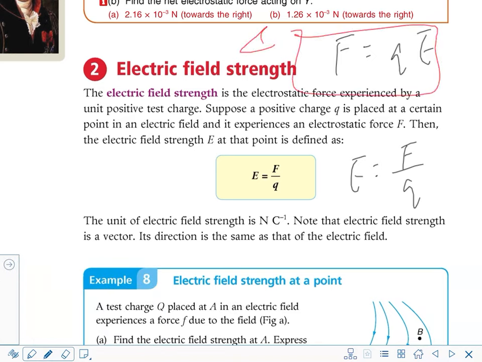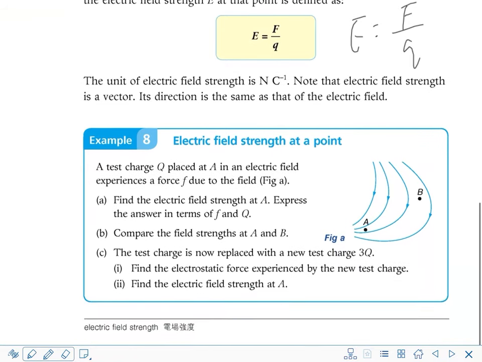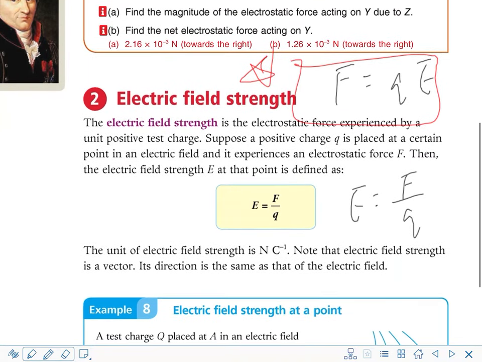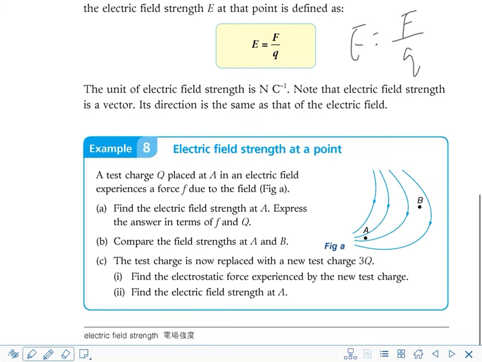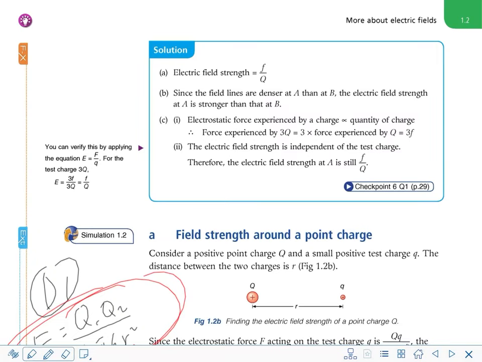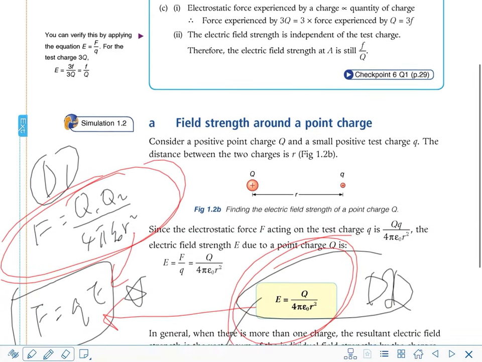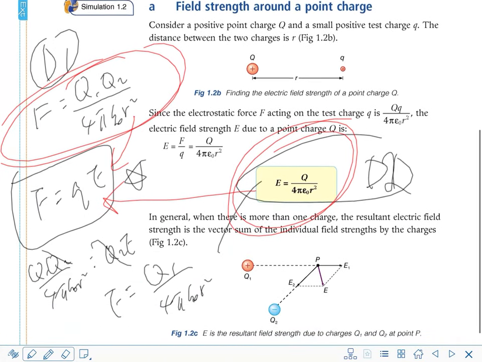We will say this is a hidden equation. So please remember, we always use this equation. It's not given in the public exam. F equal QE. So after finding E, we can calculate F, for any test charge. And the E field will tell you the direction of electric force.